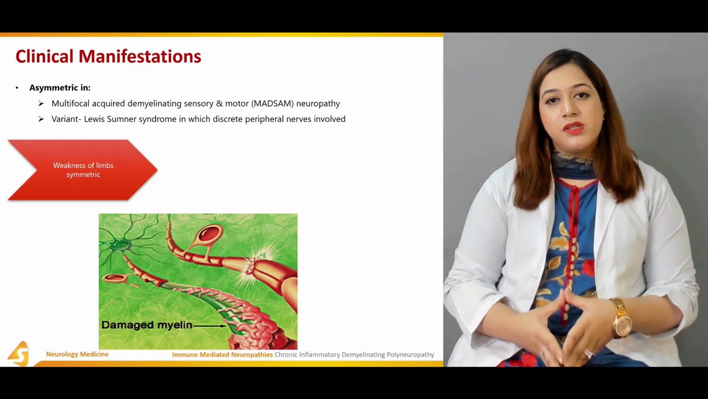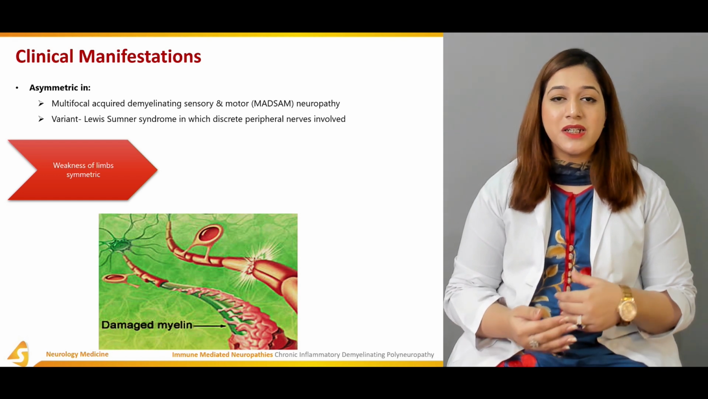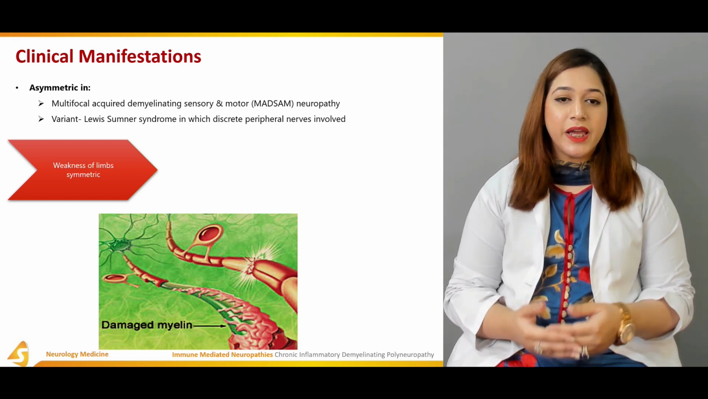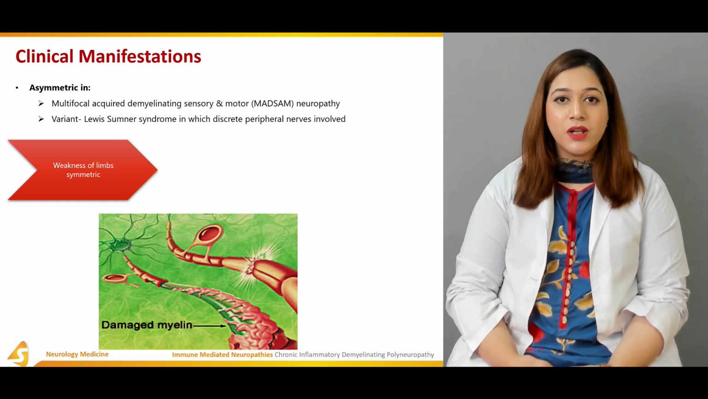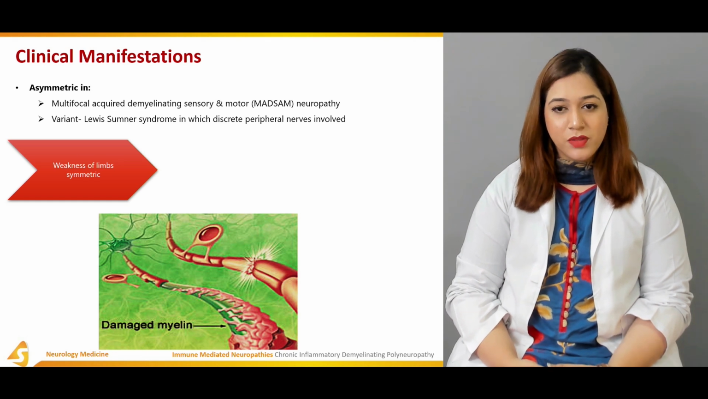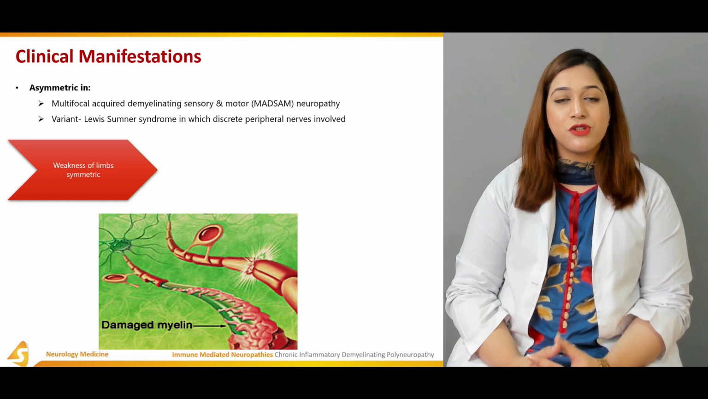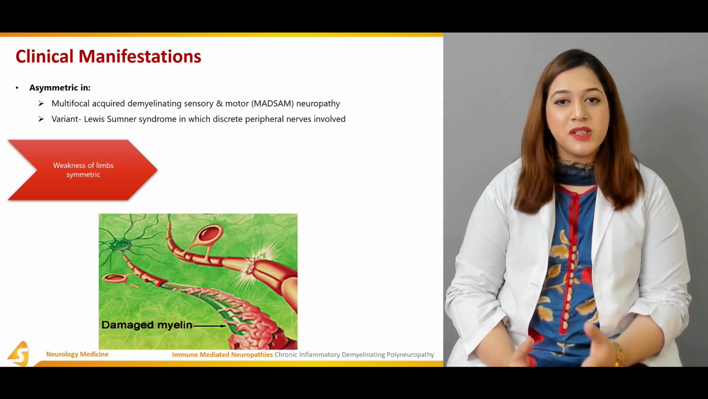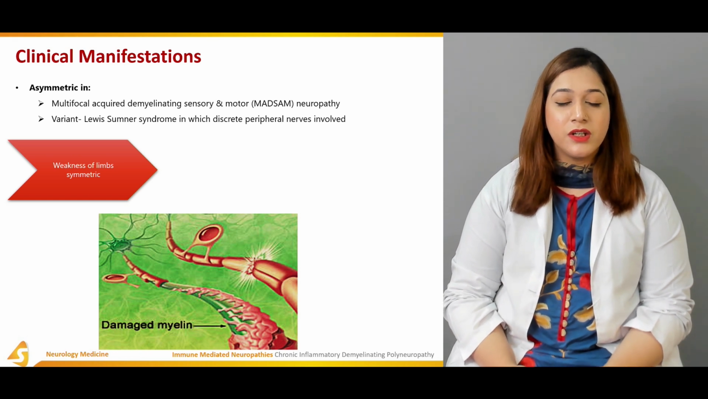Weakness of the limbs is symmetric, but it is strikingly asymmetric in case of MADSAM neuropathy, also called multifocal acquired demyelinating sensory and motor neuropathy. And in a variant of MADSAM, which is also known as Lewis-Sumner syndrome, there is involvement of discrete peripheral nerves.